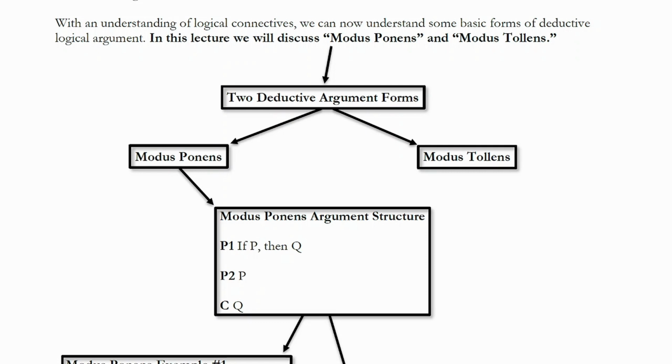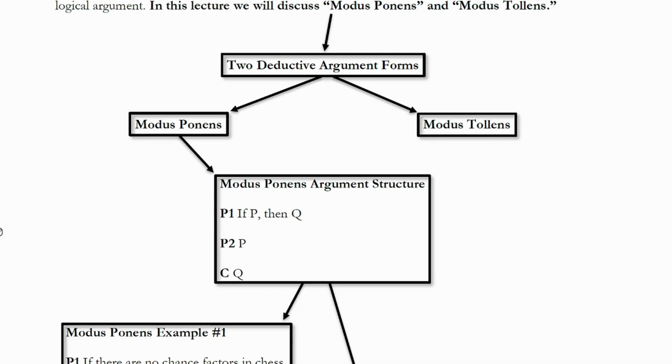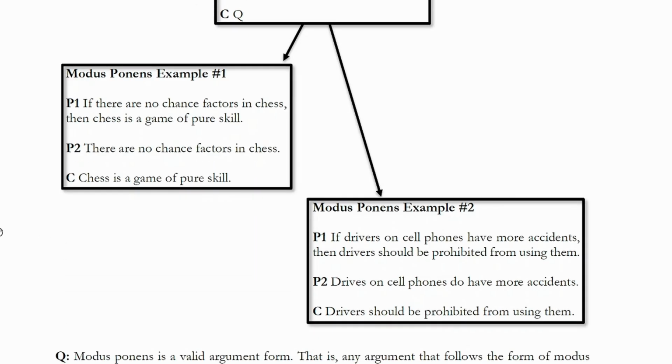Now let's look at some examples of this argument form in English to make this a little less abstract. Both of these come from the book. So let's look at example 1, premise 1. If there are no chance factors in chess, then chess is a game of pure skill. There are no chance factors in chess, therefore, chess is a game of pure skill.